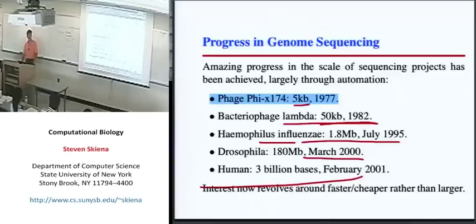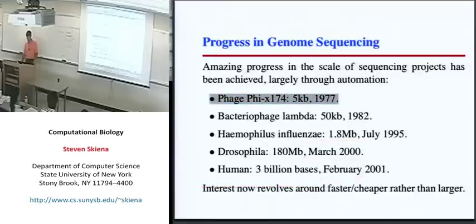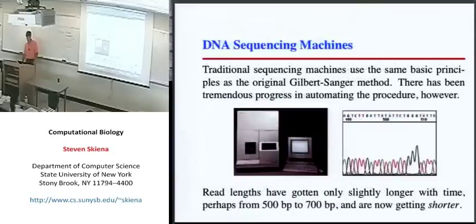The goal is eventually to sequence everybody in this room for medical reasons. And, of course, to do that, they're going to have to bring the cost down from $100 million. The goal is basically to try to bring it down to about $1,000. And that's actually going to happen, I would say, within a small number of years. And we'll talk about how that's possible and why and stuff like that.